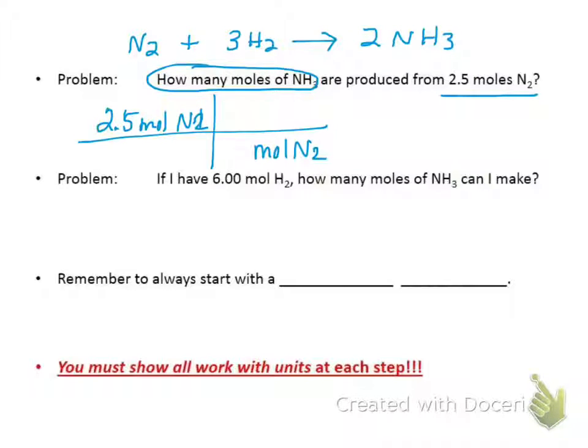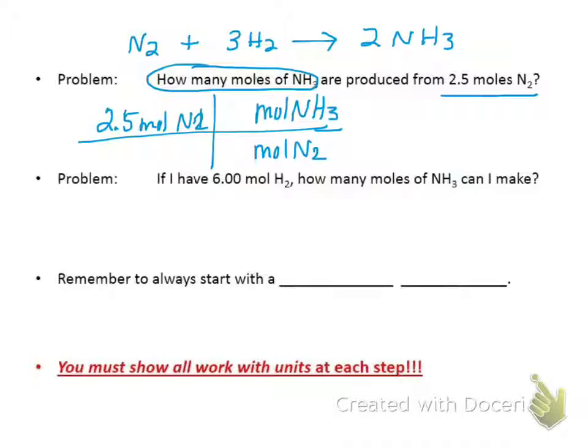So anytime we're going to have moles of given, we're going to put it on the bottom. We're given moles of nitrogen, so we need to get rid of it. We are trying to get to moles of NH3, so we write moles of NH3. Okay? Now we go to our balanced equation to get the numbers that are the conversion factor.